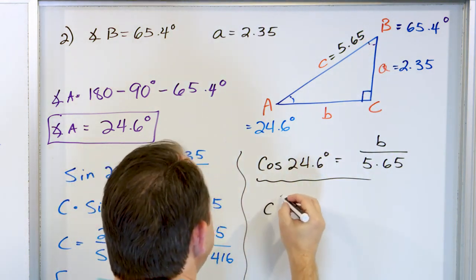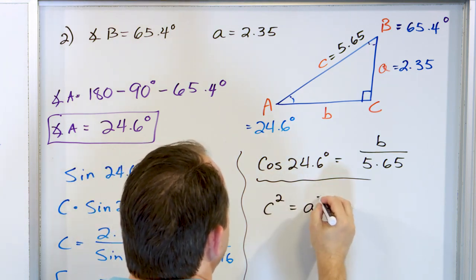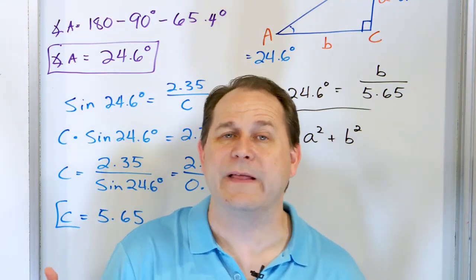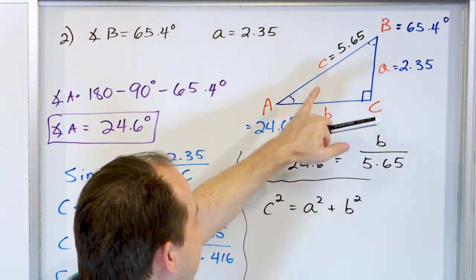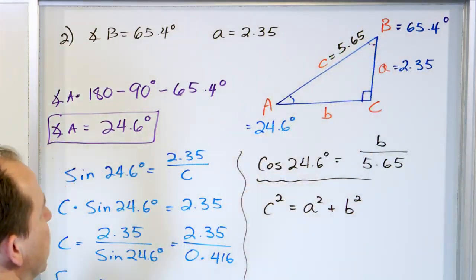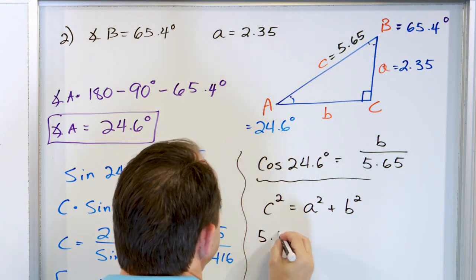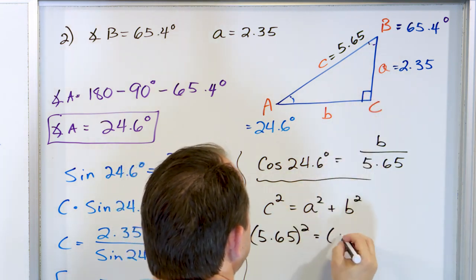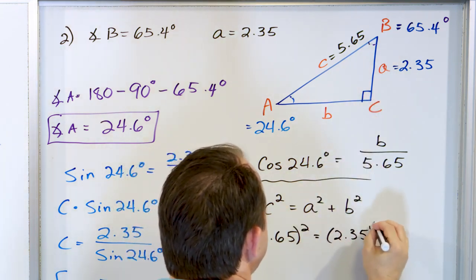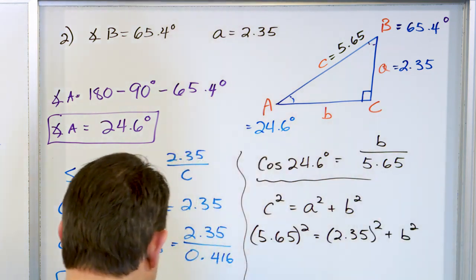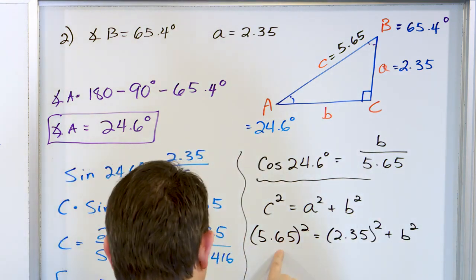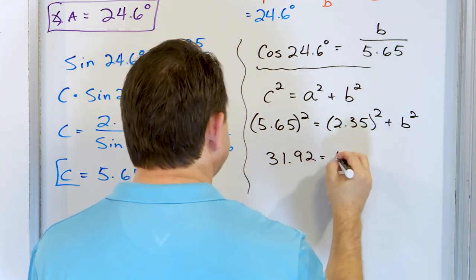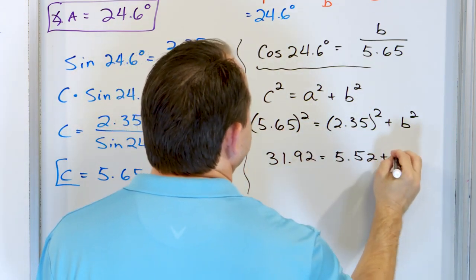We can say that the Pythagorean theorem says C squared is A squared plus B squared. Because for a right triangle, you always have the Pythagorean theorem at your disposal. And we know the lengths of two of these sides, so we can always find the third one. So C is 5.65 squared, and A is 2.35 squared, and B is what we're trying to find. So 5.65 squared is 31.92, and 2.35 squared is 5.52, plus B squared.